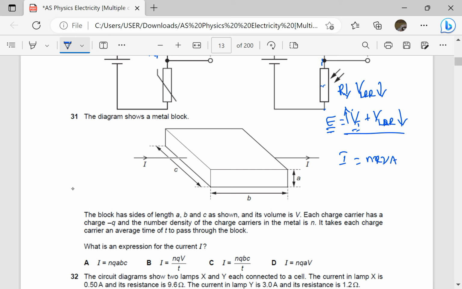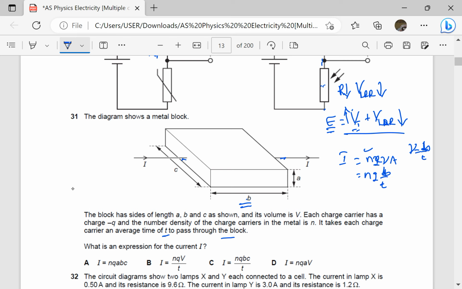Remember, current I is equal to n A v e. So now we have to manipulate this. N should remain, e should change to Q. So this is going to be N, Q, the negative I'm going to ignore it. Then drift speed v. They gave us that it takes a charge carrier an average time T to pass through the block. Let's find the distance from this side to the other side. The distance is going to be B. So v is distance over time, so this is going to be B divided by T.